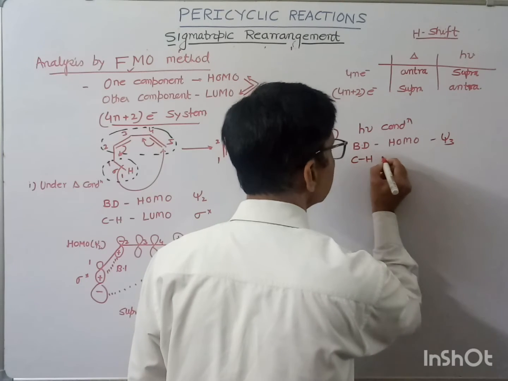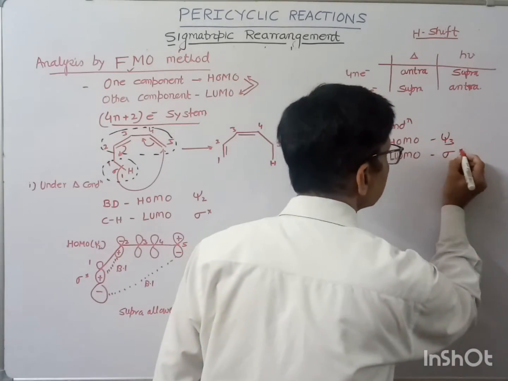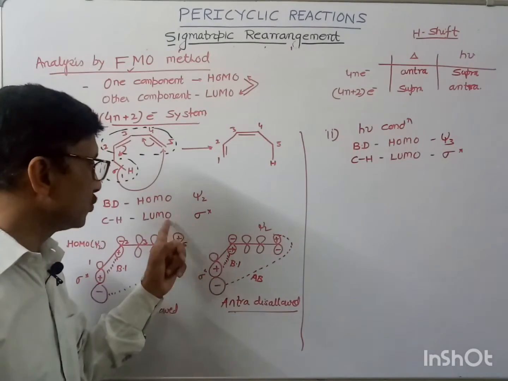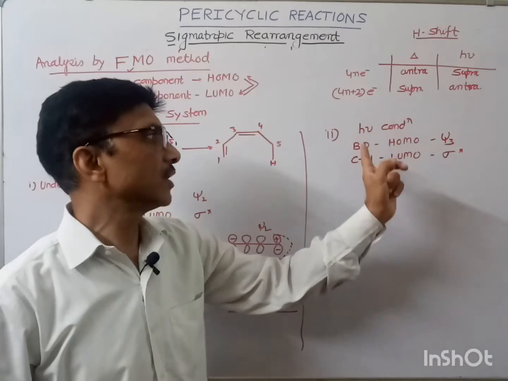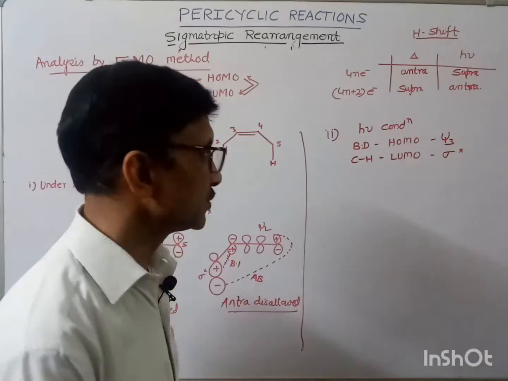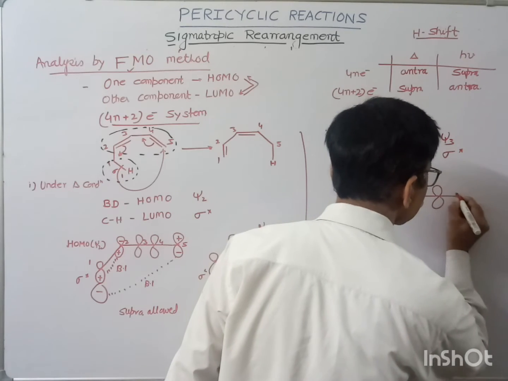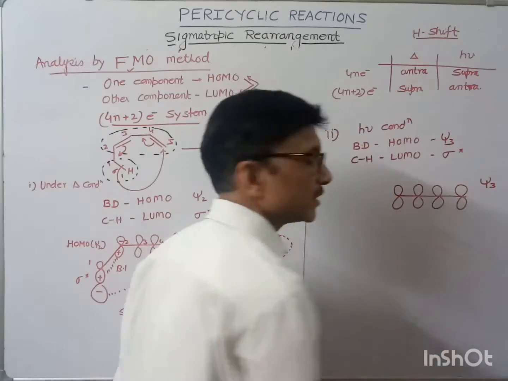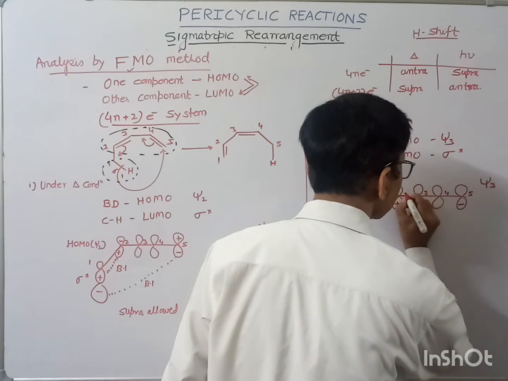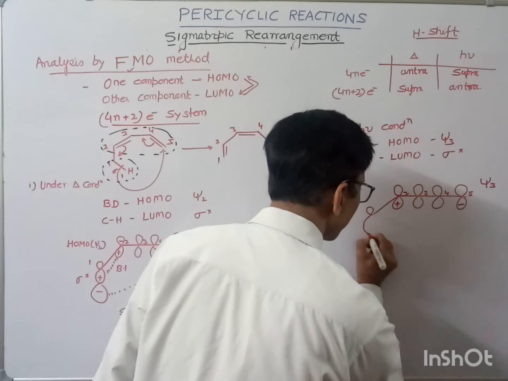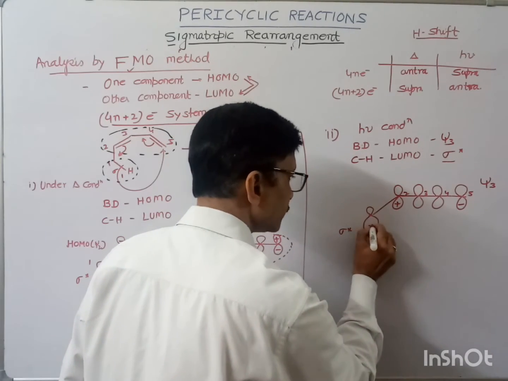So for the CH sigma bond, this is LUMO, and the LUMO for the CH sigma bond under photochemical condition will remain the same, that is sigma star. Under thermal condition LUMO is sigma star, and under photochemical condition also the LUMO of the CH bond will remain the sigma star. Now first of all, for butadiene, these are the 4 orbitals of butadiene, and for psi3 the end orbitals should have the opposite sign, plus minus. And suppose this is 5th carbon, this is 4th carbon, this is 3rd, this is 2nd, and this is the 1st carbon, and this 1st carbon is attached to the hydrogen, and this bond is the sigma star.